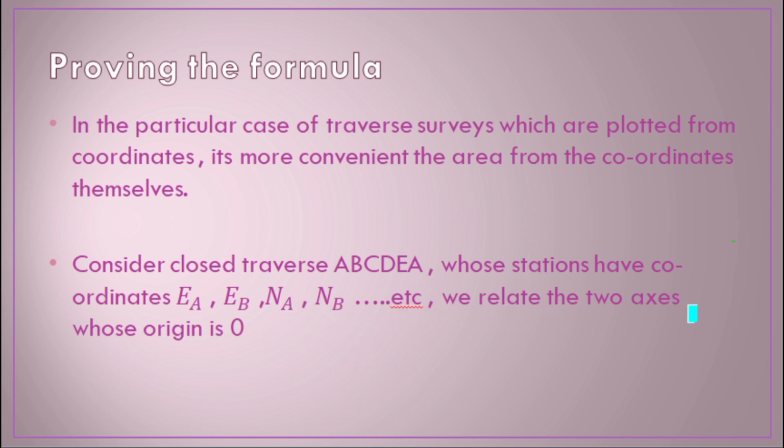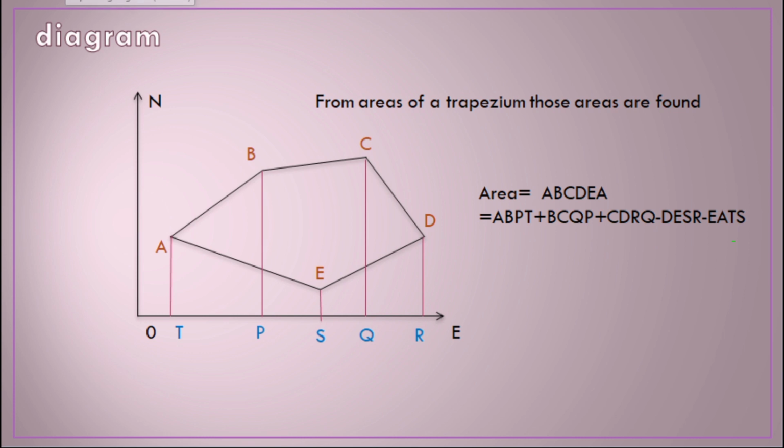We can relate the two axes whose origin is 0, the north and the east. Whatever this diagram looks like, the area by coordinates can be gotten from there. From the area of trapezium, the areas can be found. So we divide the area into smaller areas, and by dividing them we will see how to calculate it.